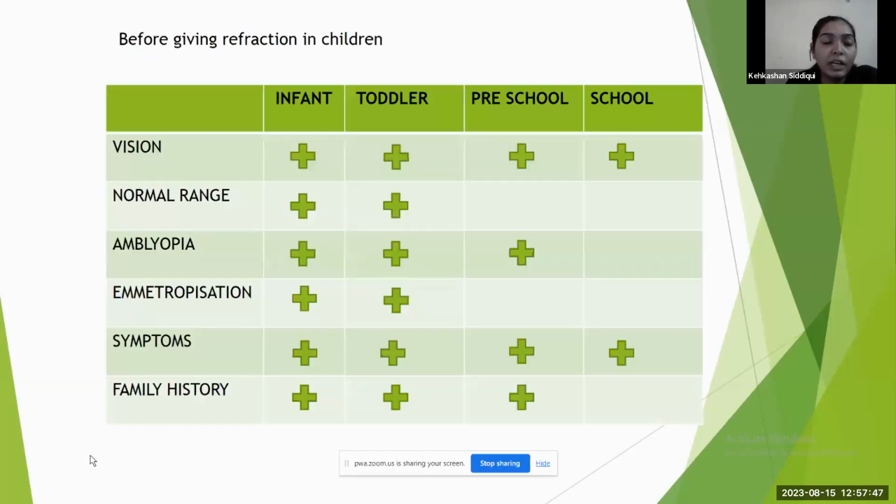Therefore, before giving the refraction in children, we have to consider some points according to the different age groups. In infants and toddlers, we have to consider all these points. For preschool children, we have to consider vision, amblyopia, symptoms, and family history. For school-going children, the most important are the vision and the symptoms.